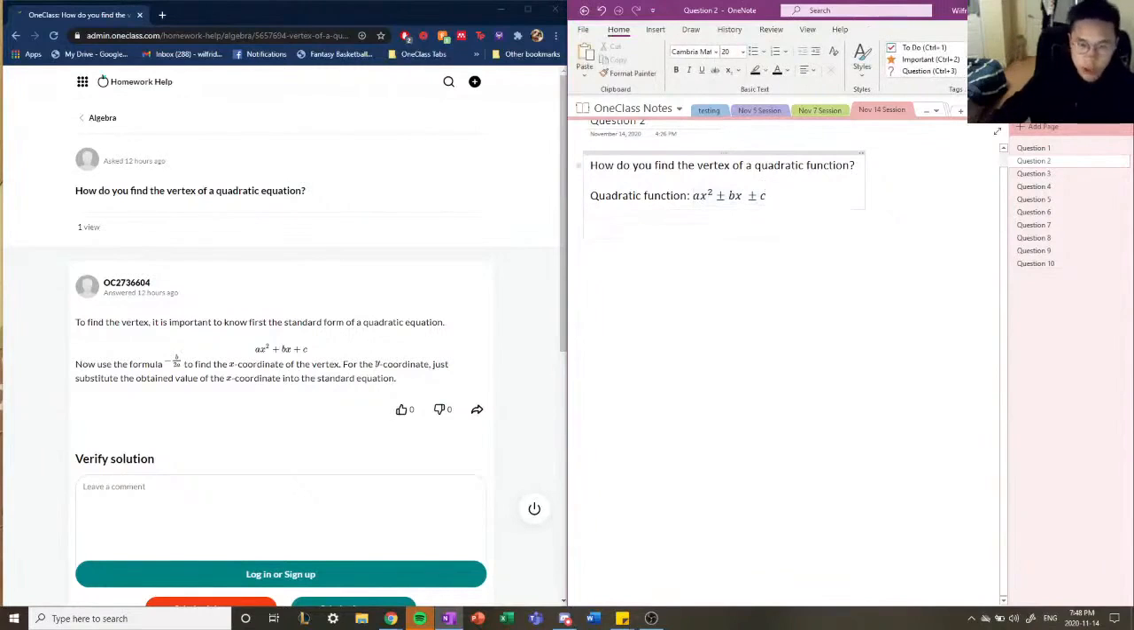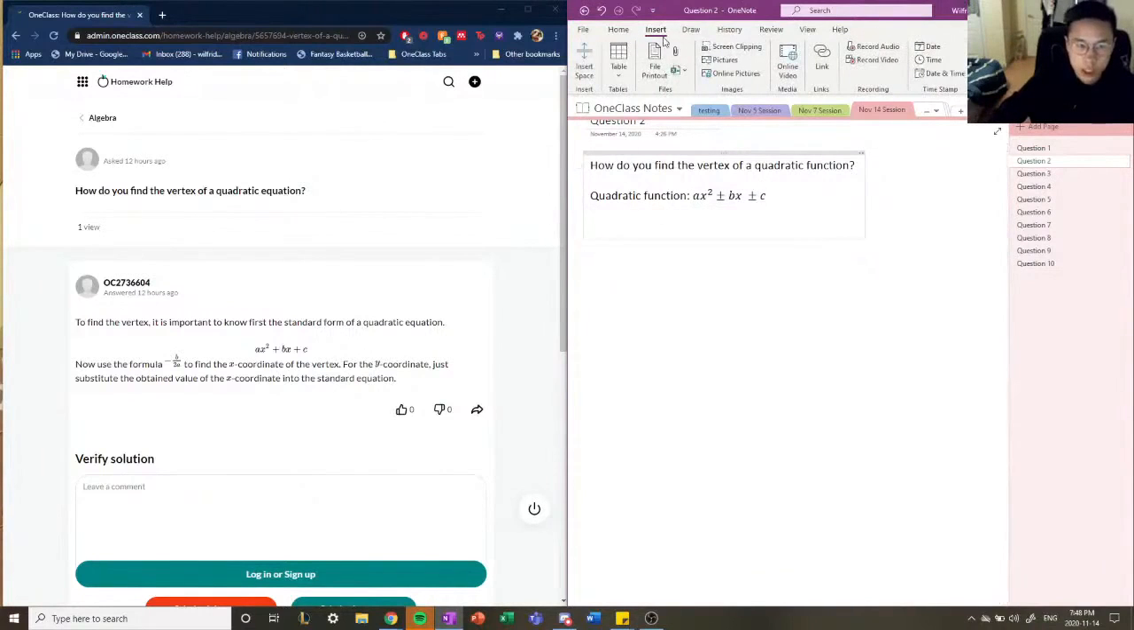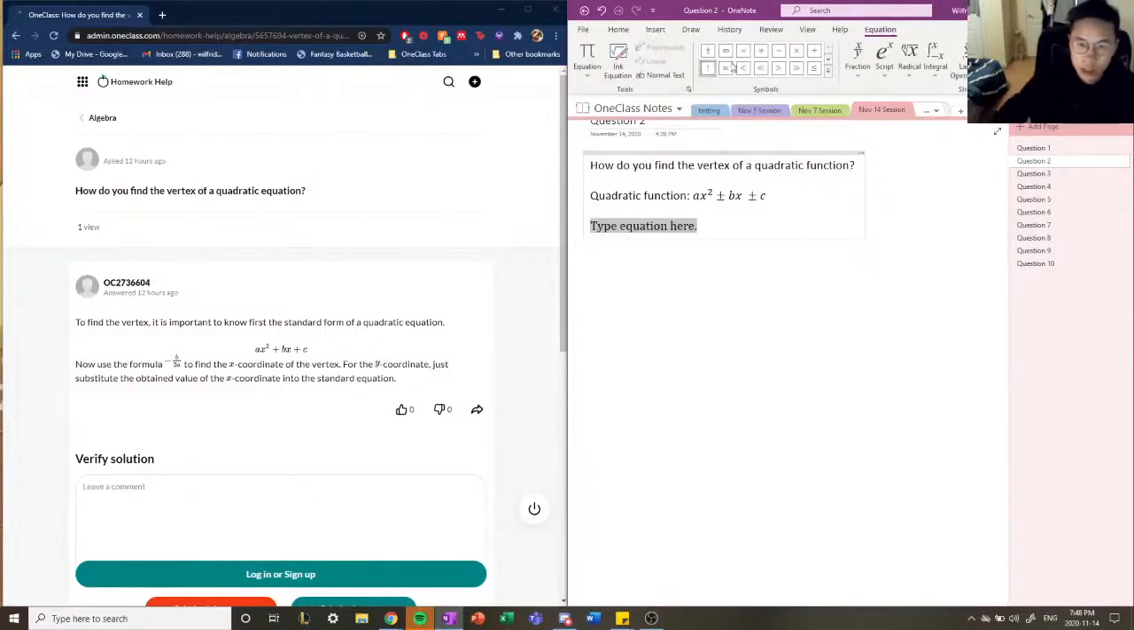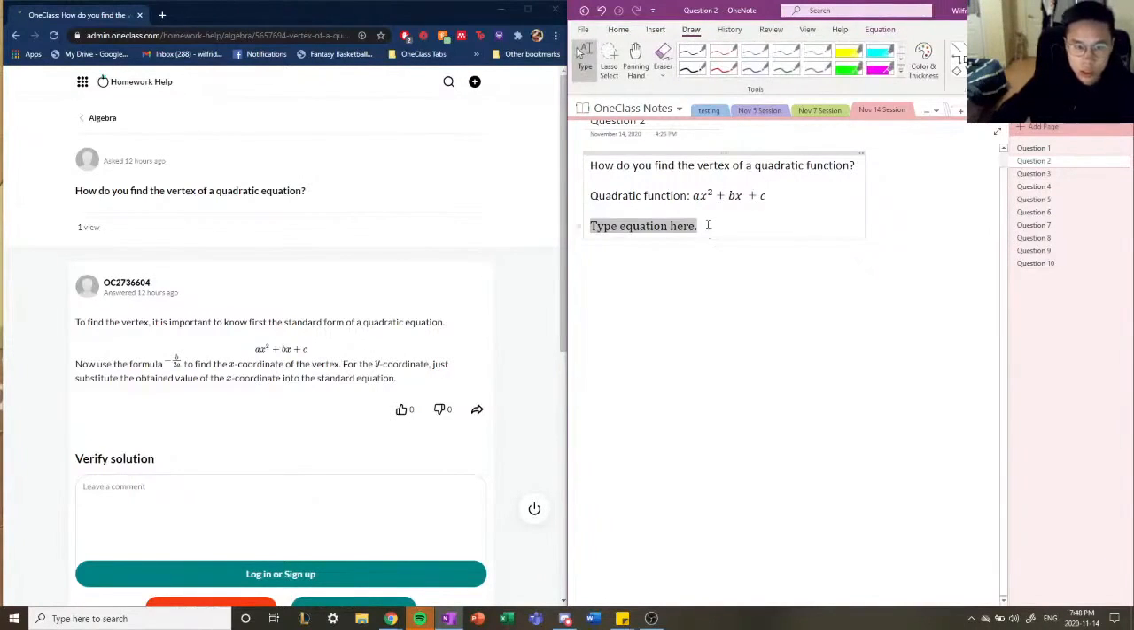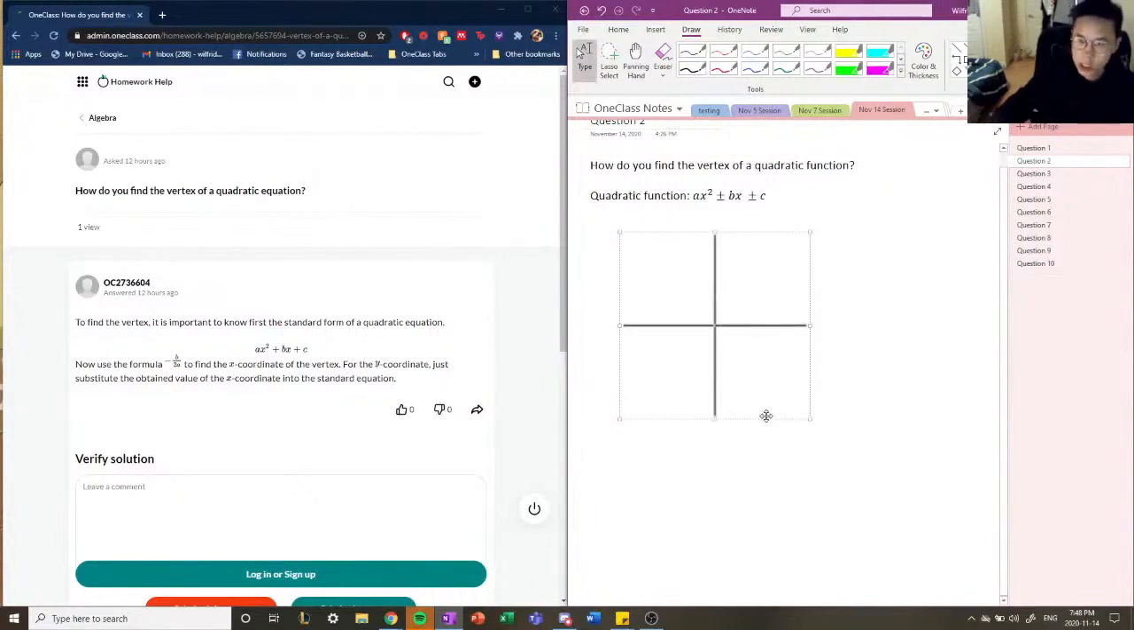So the vertex of a quadratic function, I think I covered this last time, but I'm going to do it again. The vertex depends on which orientation the quadratic function is facing. You can either have a downward facing or an upward facing quadratic function. If you have a downward facing quadratic function, like this, your vertex is going to be your maximum, your highest point. If you have an upward facing quadratic function like this, then your vertex is going to be the minimum, or the lowest point.